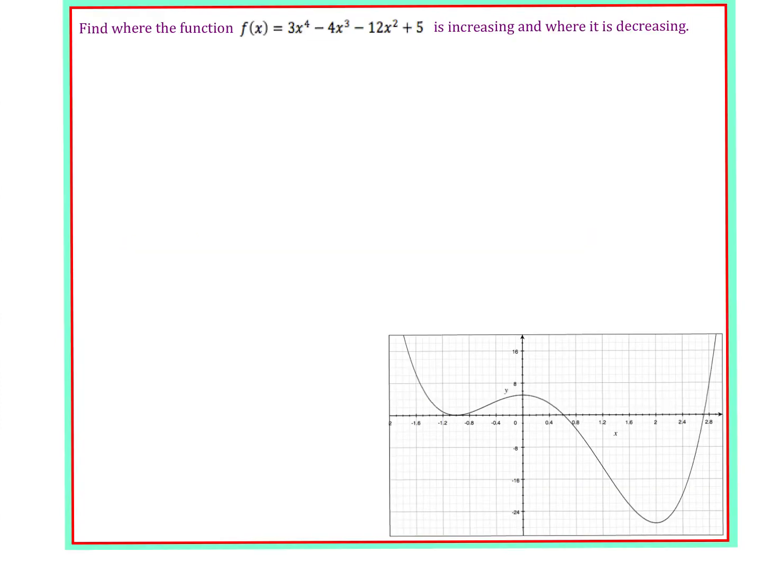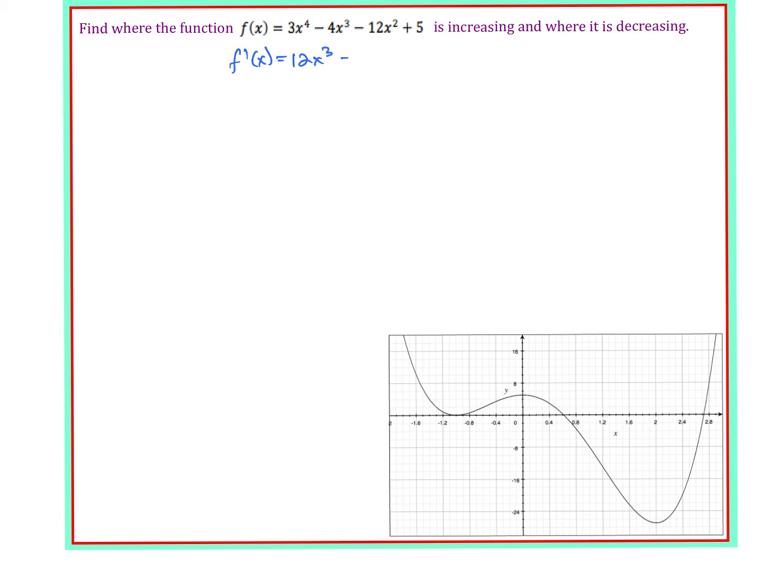All right, we're moving. So we have to figure out the intervals when it's increasing or decreasing. So I have 3x to the fourth minus 4x cubed minus 12x squared plus 5. Well, if I need to figure out when it's increasing, that means f prime is what? Greater than 0. And then if it's decreasing, f prime is less than 0. So I need to get to a derivative. So let's do it. So f prime is equal to what?